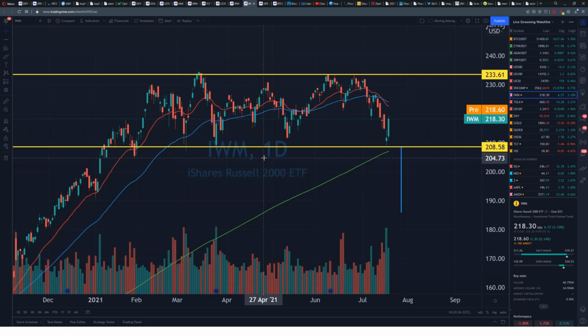If we bring in something like a closure below all these lines, let's think about it. Russell would be closing below the 200 daily, which Tyron alluded to. We would have the US 500 closing below the daily 50.